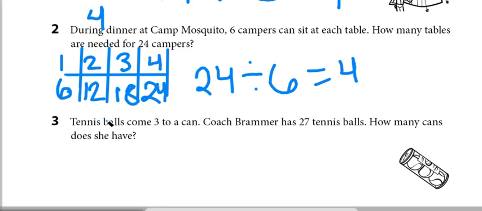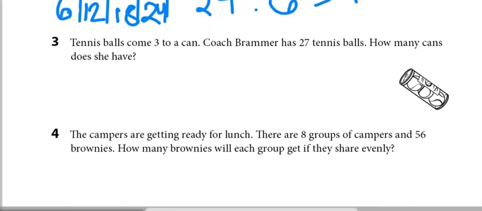You will continue working on this page using the same kind of strategies we have been using to solve division problems.